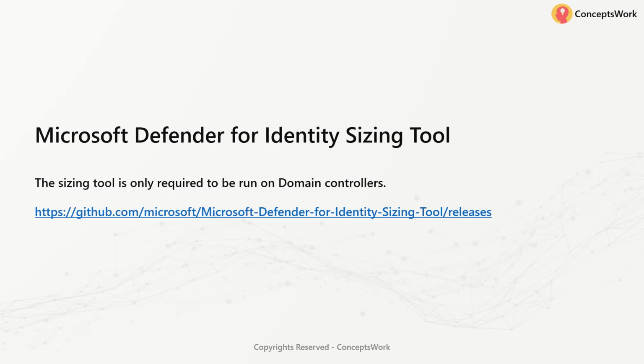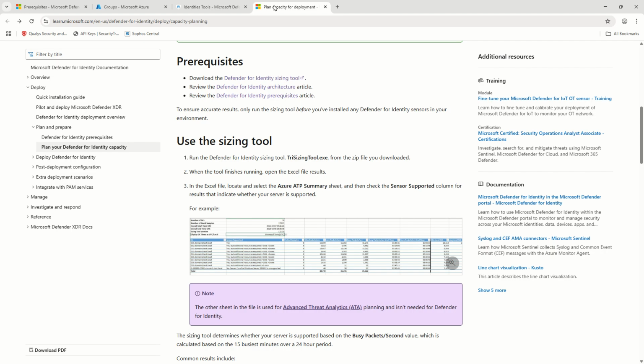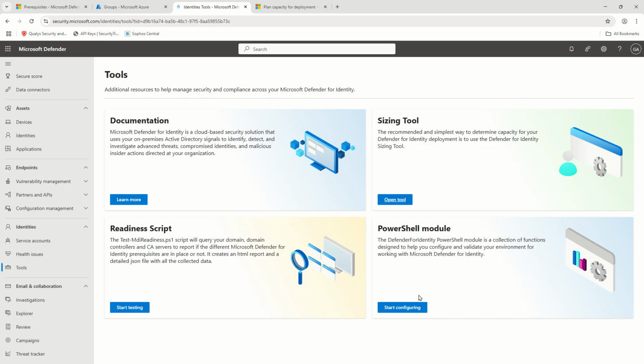Now, the next thing that you have to download, if you are facing any issues in terms of connectivity, is the Defender for Identity module. There is a dedicated module that's available for Defender for Identity, and again, this is available here. You can see PowerShell module. You can go ahead and download this and run it on your server itself.